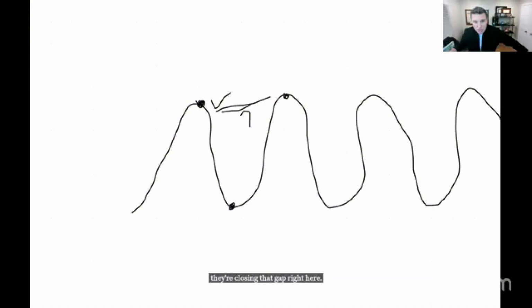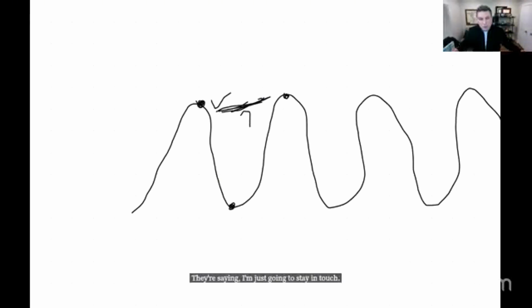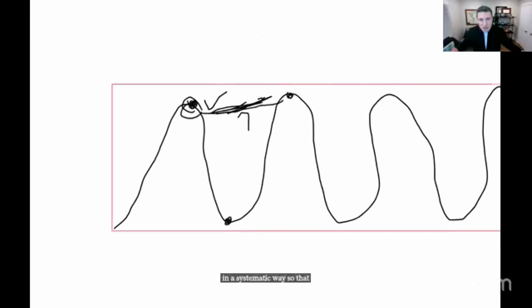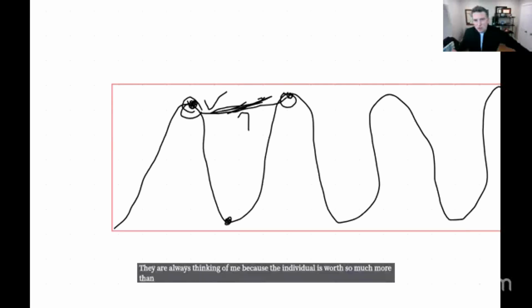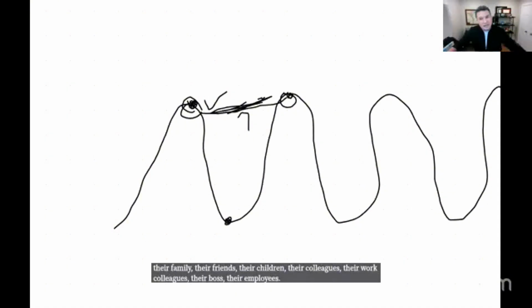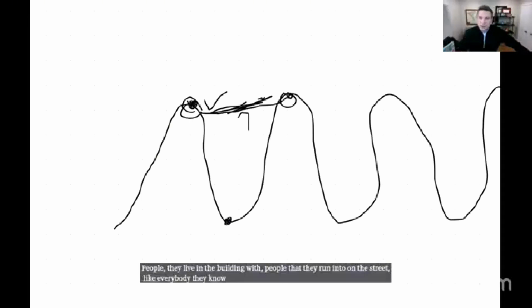They are dealing with this issue right here, and they're doing it in one simple way. They're saying, I'm just going to stay in touch with this person in a systematic way so that along this journey until they buy again, they are always thinking of me, because the individual is worth so much more than this one transaction or another transaction 7 years from now. Their family, their friends, their children, their work colleagues, their boss, their employees, people they live in the building with, people that they run into on the street, like everybody they know, if they had a good experience with you and you just simply stay in touch with them, is potential business for you.